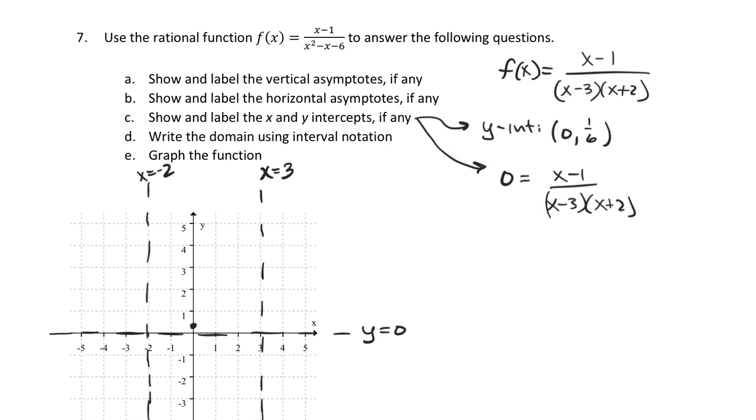Now for the x-intercepts, we let y equal 0. And if you remember in class what we talked about for this kind of an equation, a rational function is only going to equal 0 when the numerator is equal to 0. So we just need to worry about what's happening here in the numerator. And that's when x is equal to 1. So the x-intercept is the point 1, 0.